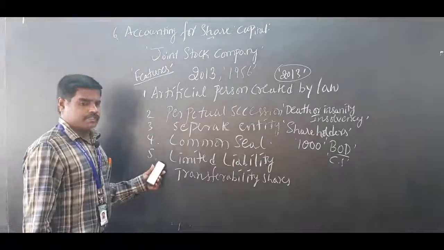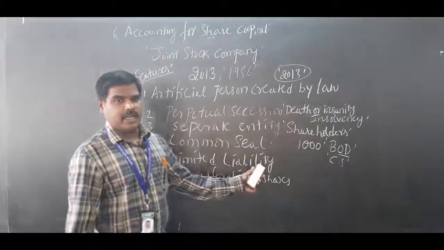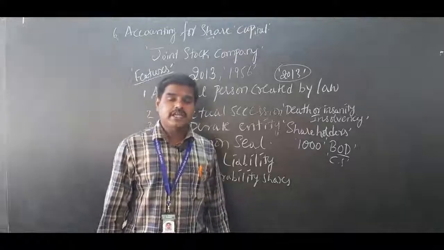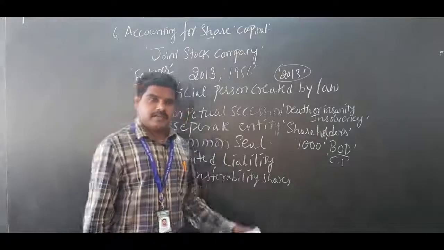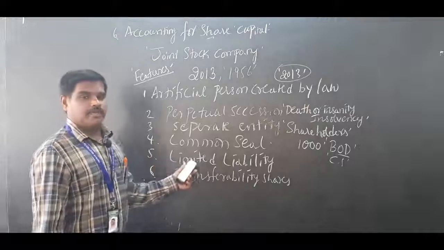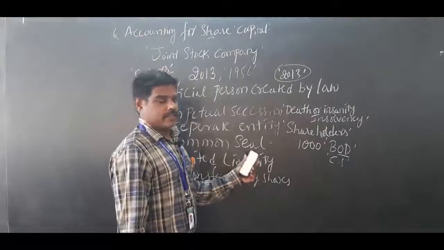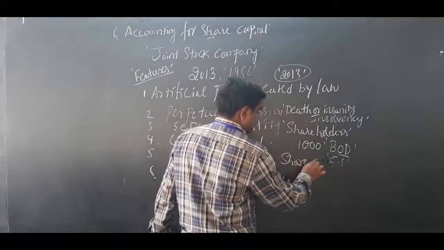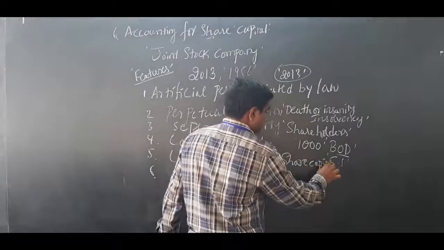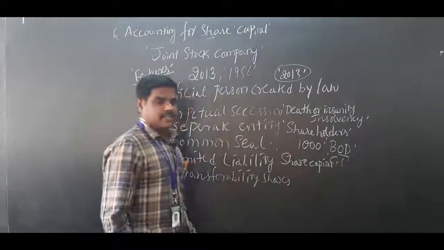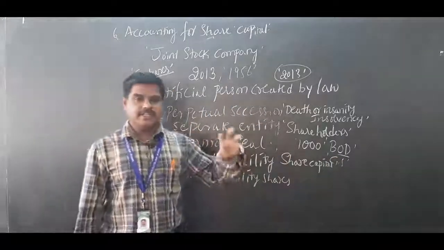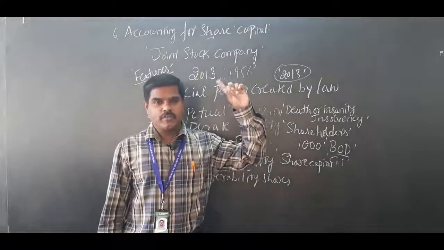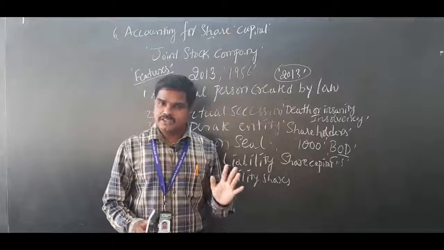Next, moving on to the next part, limited liability. Of course, in sole trading and partnership, you have heard of unlimited liability. But in a joint stock company, the liability of the shareholder is limited. Liability of the shareholder is limited to the share capital held by them. How much money is invested in the company, that much money they are going to lose at the time of winding up, when the company is under loss.